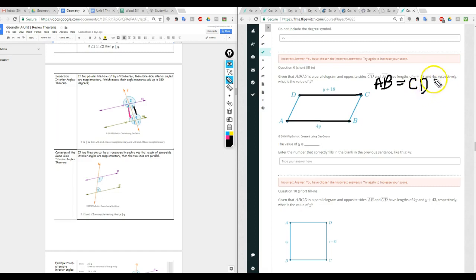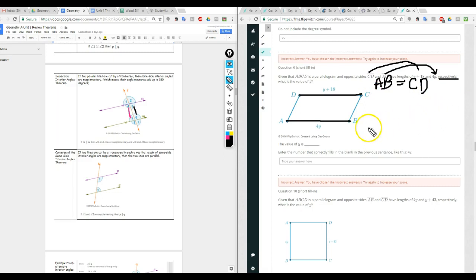And before we keep going, a thought that came in is, how do I know that CD was y plus 18 and AB was 4y? The respectively means it's listed in first, second order. So CD was the first one listed, and y plus 18 was the first one listed. So CD goes to y plus 18, and AB is the second side listed, and 4y was the second length listed. So it goes to 4y. And that's how you match it up.